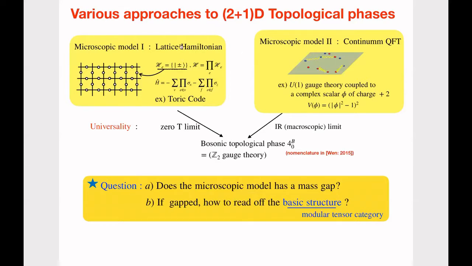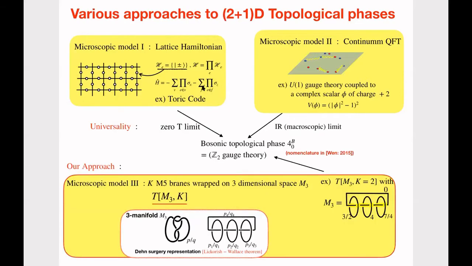So we have some microscopic description, and if this microscopic quantum system has a mass gap, then it will give a topological phase. And the natural question we should ask is how to read off the modular tensor structure of this gapped phase. This is an important question. So this is the conventional approach to topological phases. In our talk, our approach is totally different.